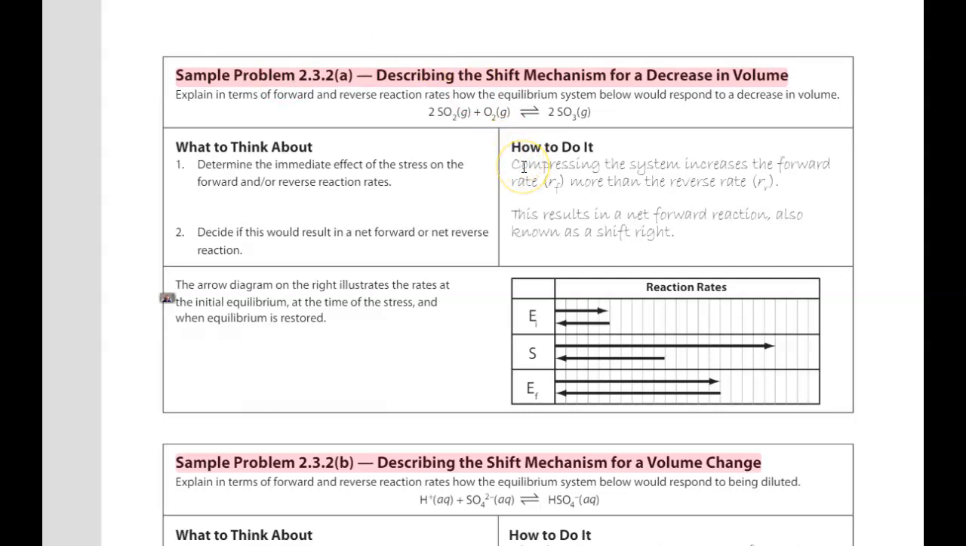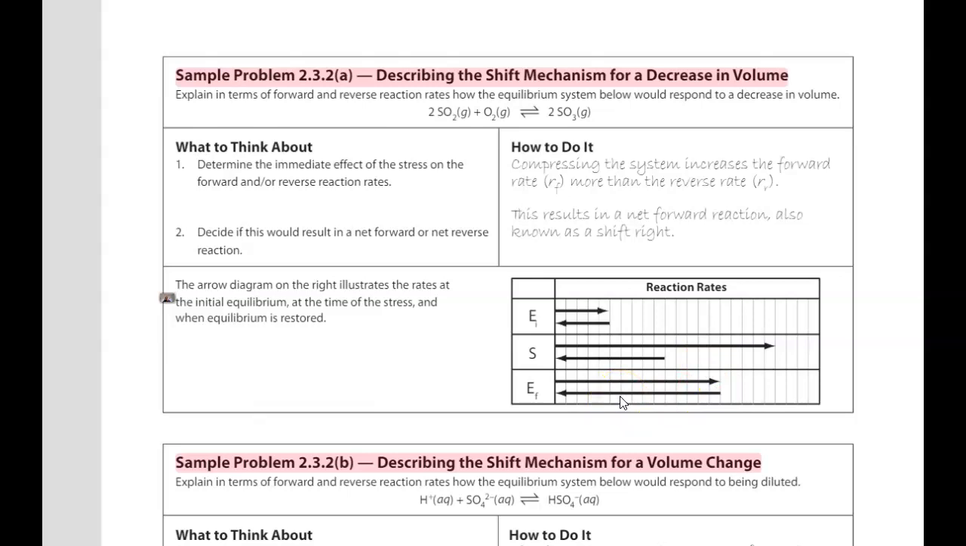In summary, compressing the system increases the forward rate more than the reverse rate. That results in a net forward reaction known as a right shift. Down here, we've got this reaction rate diagram that we're comfortable with. Initially at equilibrium, the forward and reverse rates are equal. Once the stressor is added, the forward rate increases more than the reverse rate. They're both greater, but the right-hand arrow is significantly longer than the left-hand arrow. And then over time, those arrows find each other, the forward and reverse rates equal each other, and the system is once again at equilibrium.